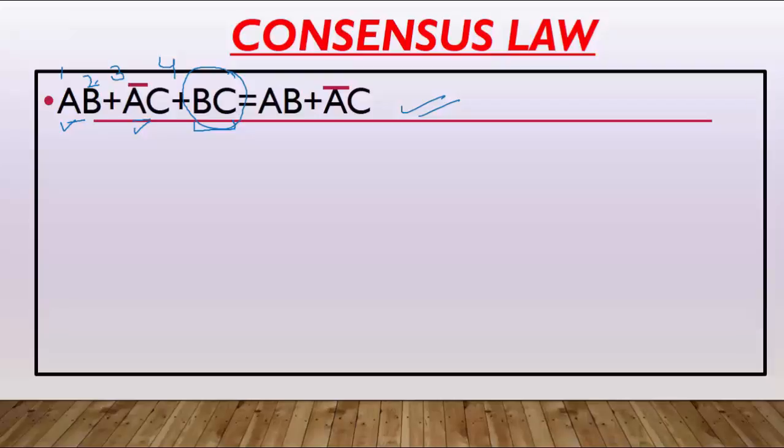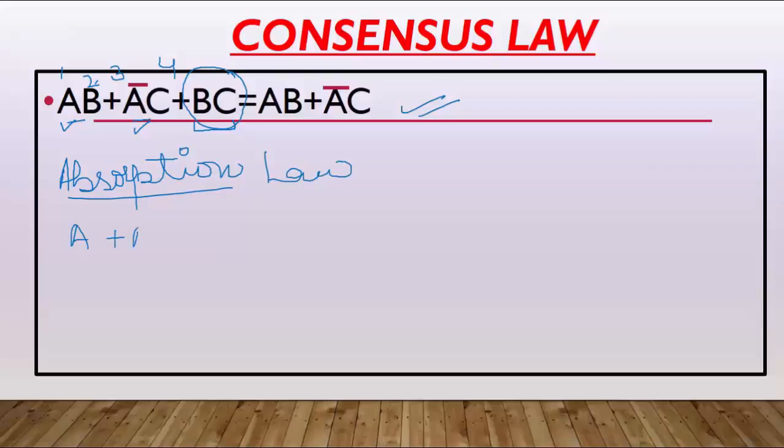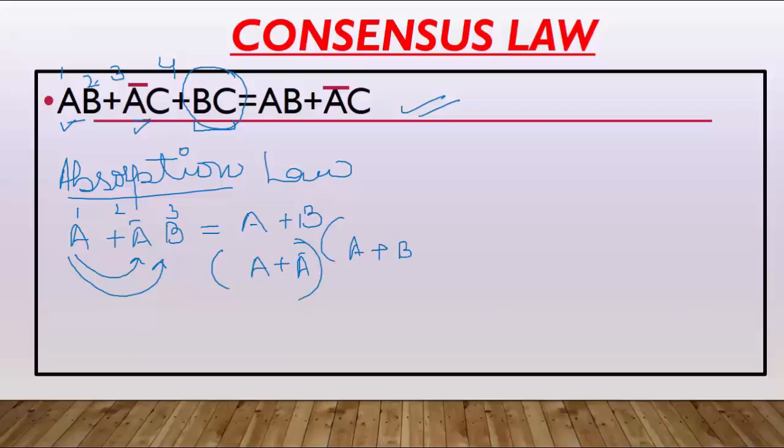Now there is one more law, absorption law, which is very useful. If it is A plus A bar B, that is equal to A plus B. How? Like I told you, just name it 1, 2, 3, first 1 and 2 and then 1 and 3. So it is A plus A bar and A plus B. So A plus A bar, you know that if I consider it as 1 and it is 0, that is equal to 1, and A plus B. So this is equal to A plus B.